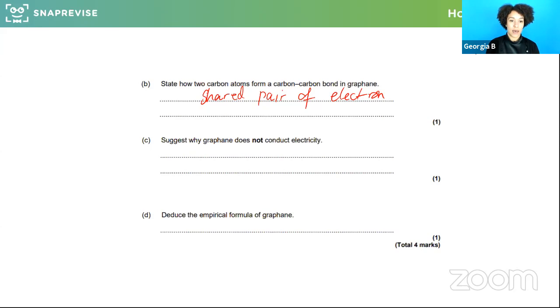So be careful. What is a sigma? A sigma is a single bond. Sigma bonds are single bonds. Be careful to always answer the question rather than just writing down what you know about that topic. It's sometimes helpful to imagine you're explaining the answer to somebody that doesn't know anything about chemistry.